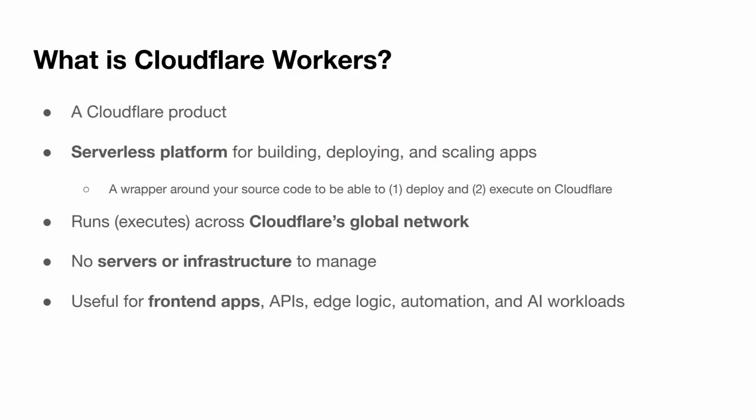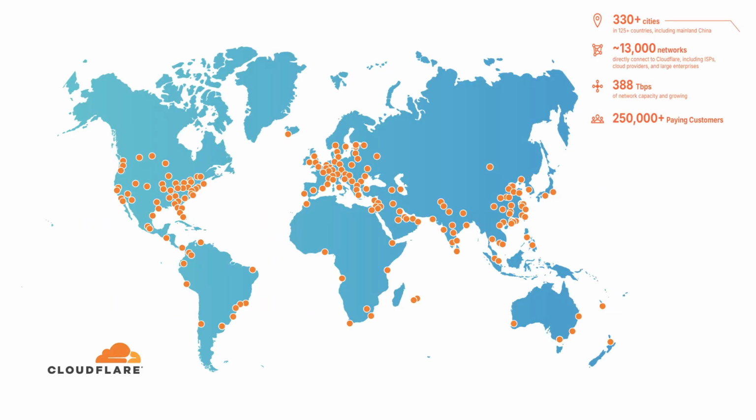The amazing benefit that you have is that you don't have to think about where it deploys. You just set up the configuration once and it will deploy it across the entire global network. You never have to set up or manage any servers or infrastructure. And it's a very common and useful pattern used for front-end apps, APIs, edge logic, automation, and AI stuff as well.